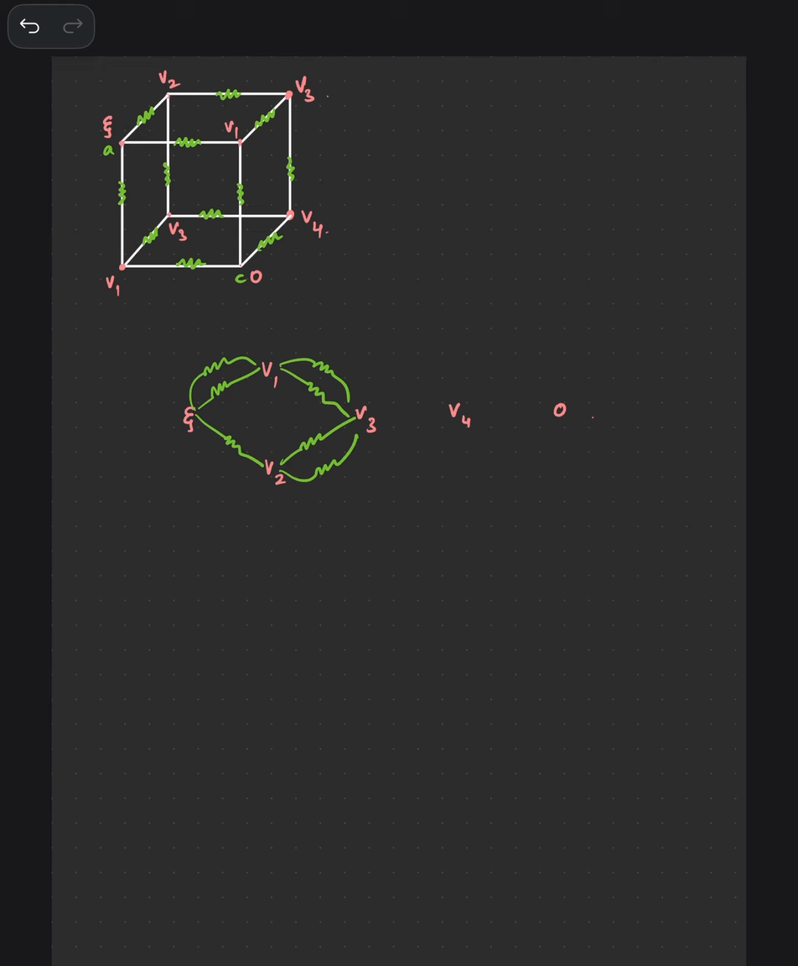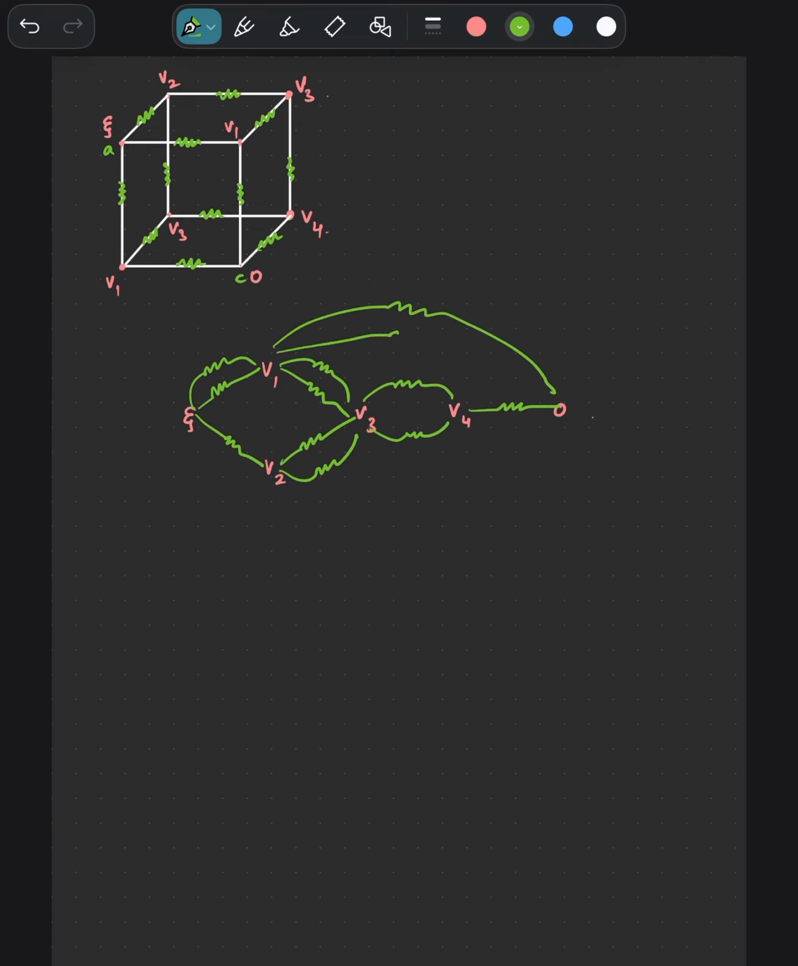Between V3 and V4, we have two resistors once again, this one as well as this one. So between V3 and V4, two resistors. Between V4 and 0, we now have a single resistance. And one more thing which you're left out right now is also there's a connection between V1 and 0. So between V1 and 0, we have two resistors. So let me draw the diagram this way. Between V1 and 0, I have two resistors over here, right? So R and R.